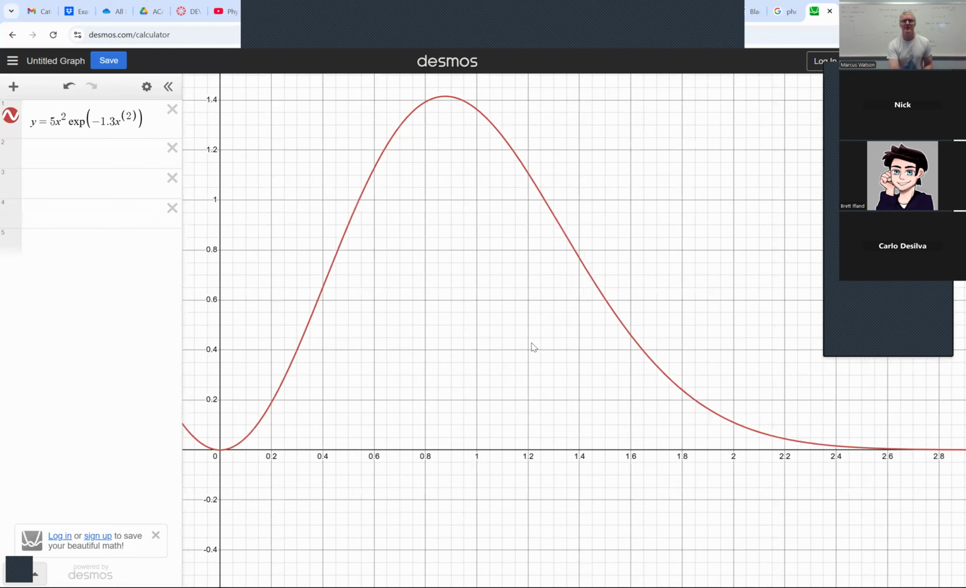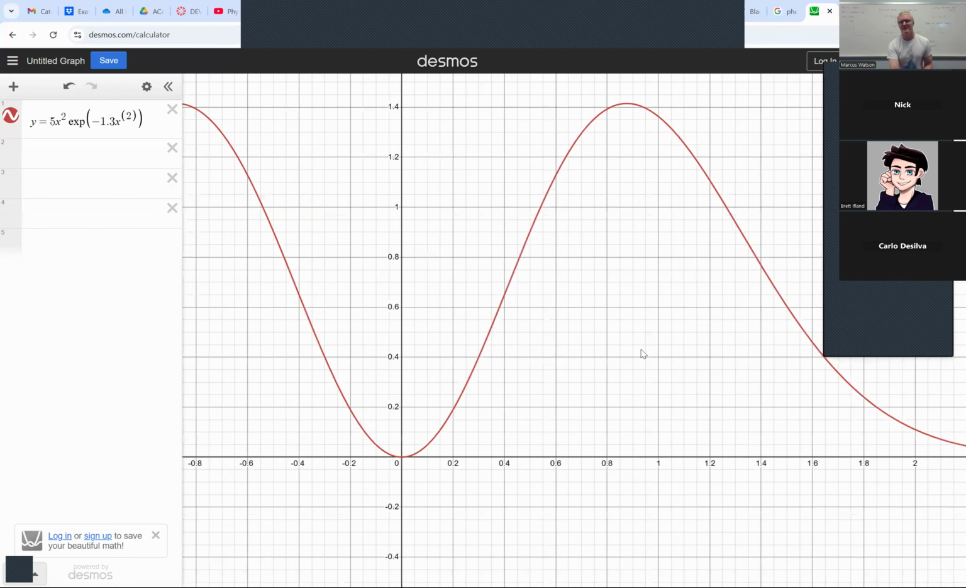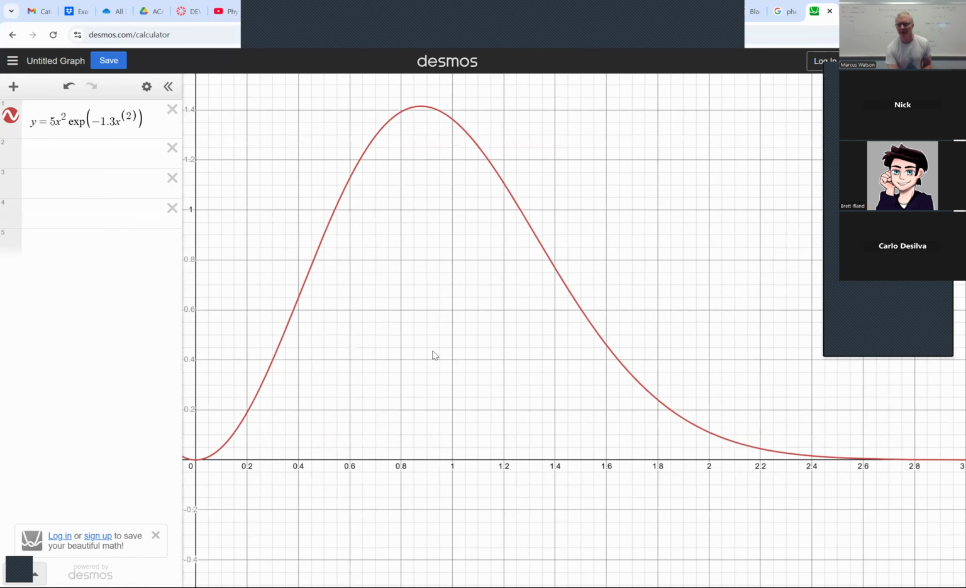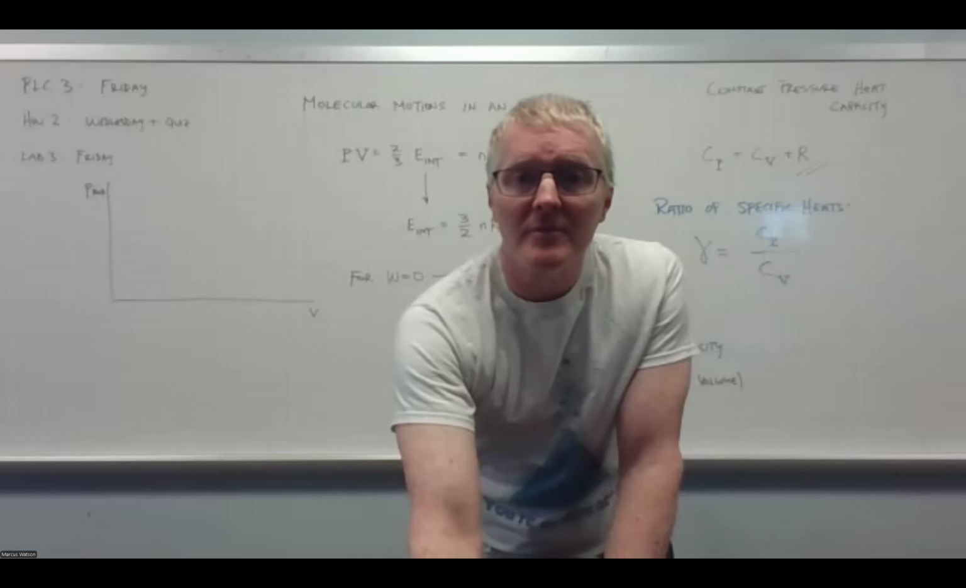Let's redo that. I'm just cutting it off. It does the same thing on the other side, but we're not concerned about negative velocities right now. So anyway, that's what it looks like. Just thought I'd show you that for some smiles and giggles.